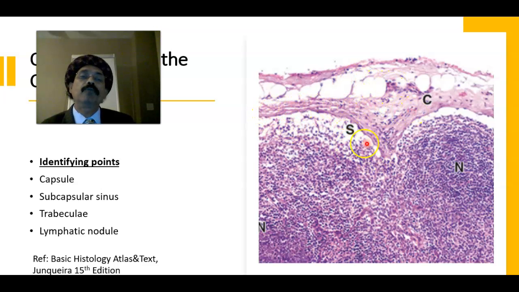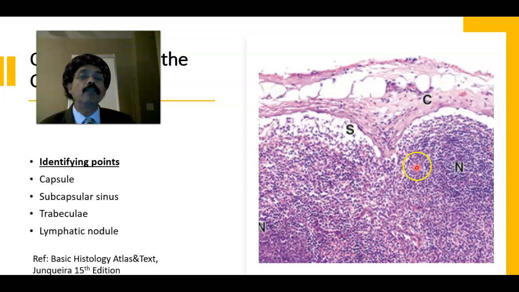This is the subcapsular sinus. In the subcapsular sinus, the afferent lymphatic vessel opens, and the subcapsular sinus is composed of reticular fibers, reticular cells, and macrophages, and it also contains antigen presenting cells, or APCs. Here is the subcapsular sinus. The subcapsular sinus is continuous with the trabecular sinus going to the medullary sinus.